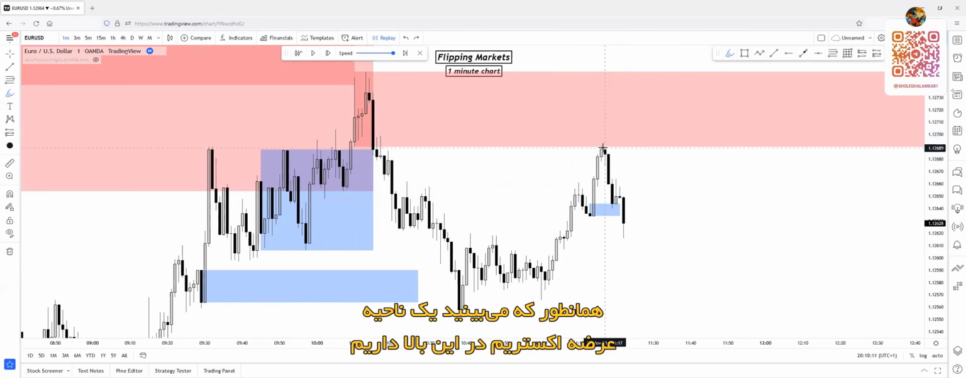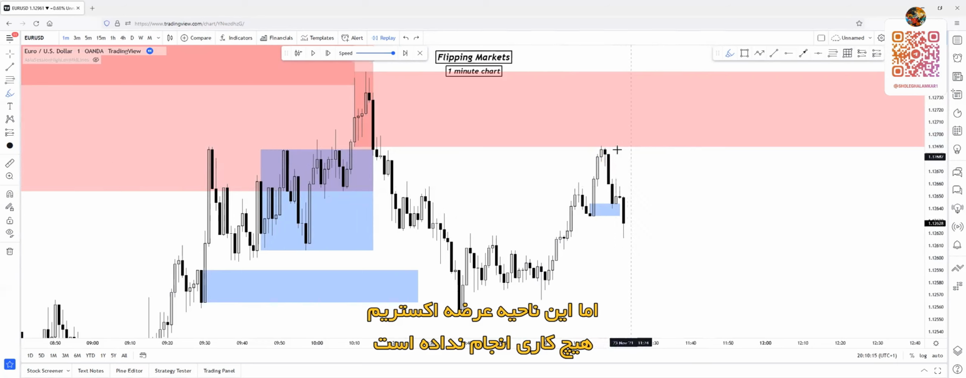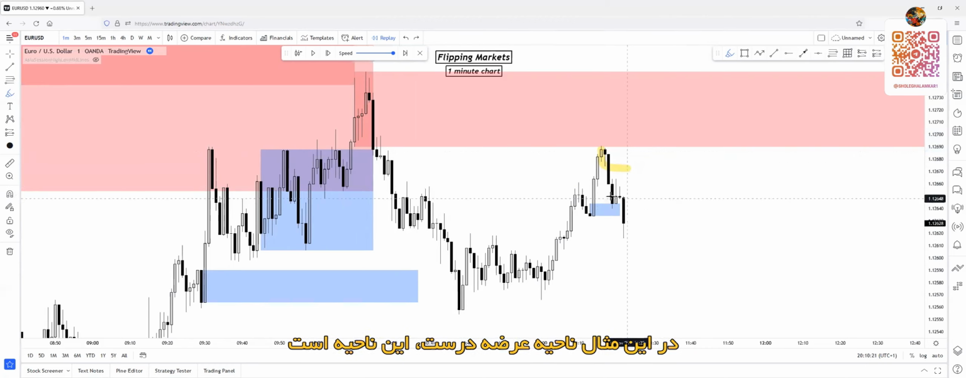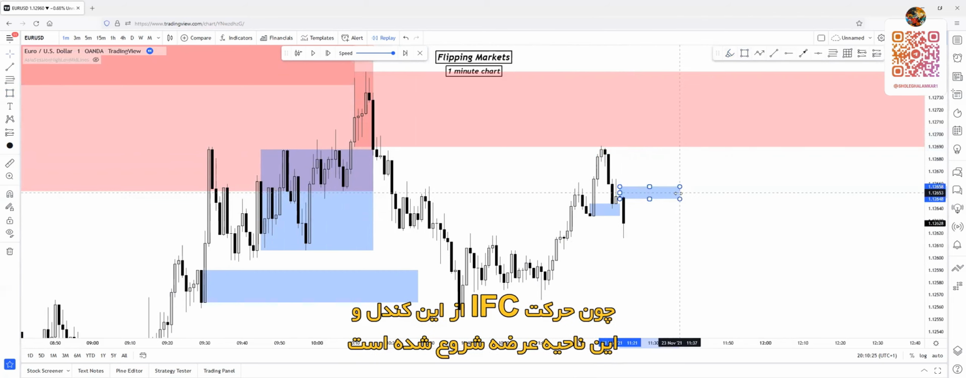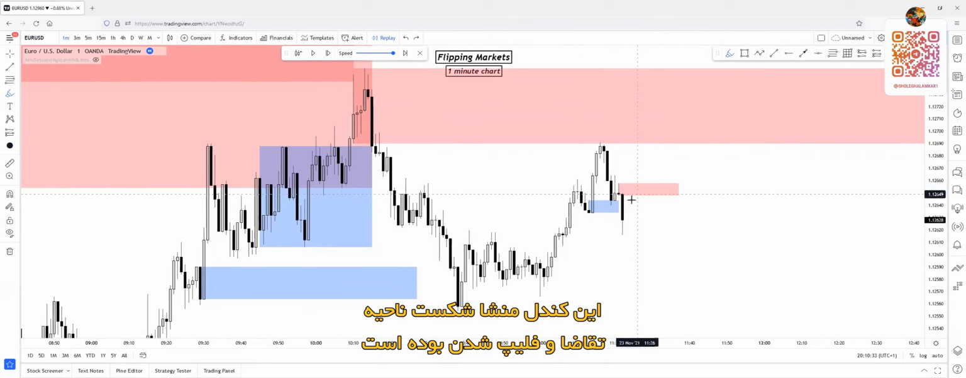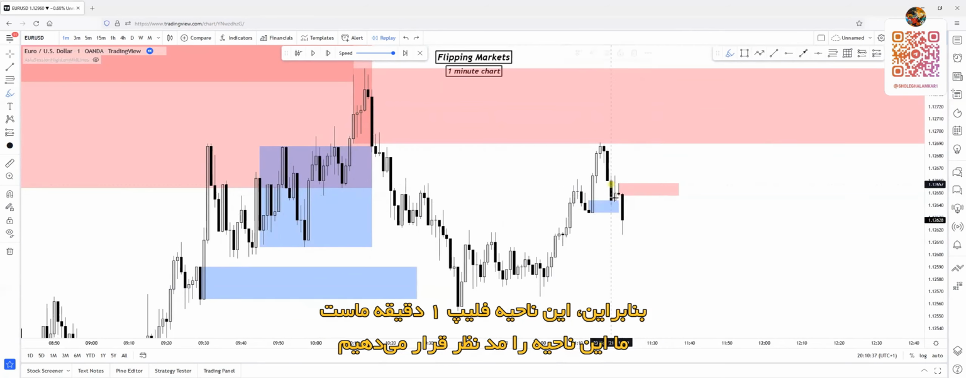Okay, as you can see, we have an extreme supply zone up here, but this extreme supply zone did literally nothing. It didn't change character, it didn't flip anything. So this is nothing. The right supply zone in this case will be this one, as you can see, because price created inefficient push from this candle, from this supply zone, and this candle was the one that caused the break of this demand zone and the flip. So this will be a 1-minute flip zone. We are aiming for this one.